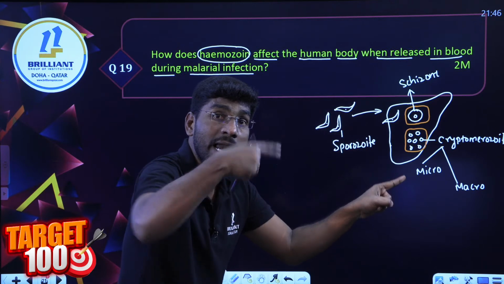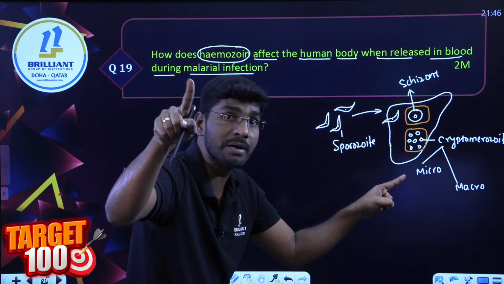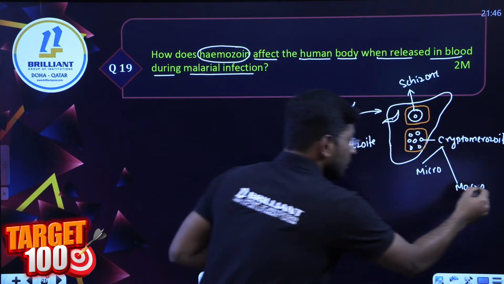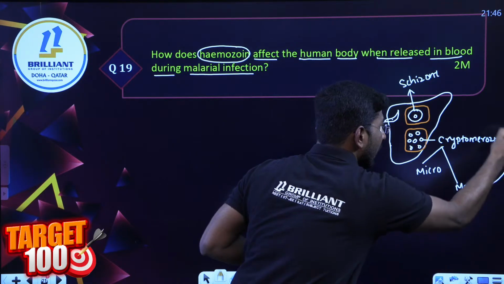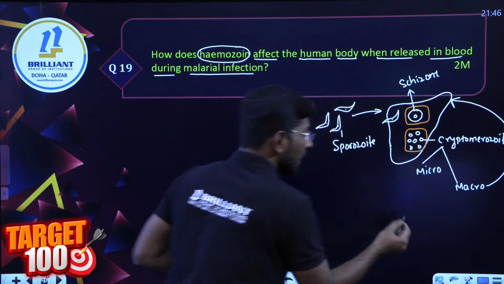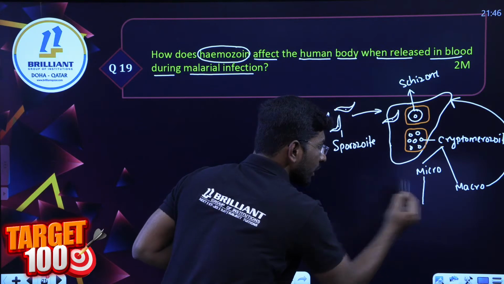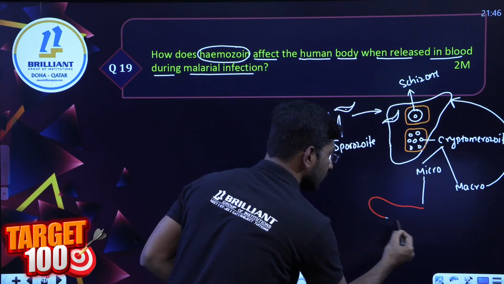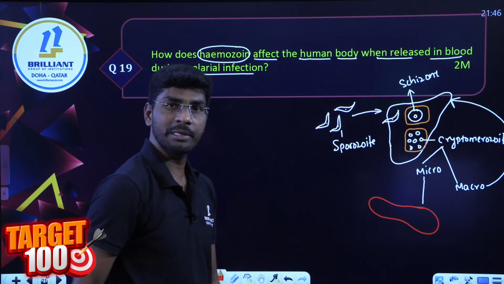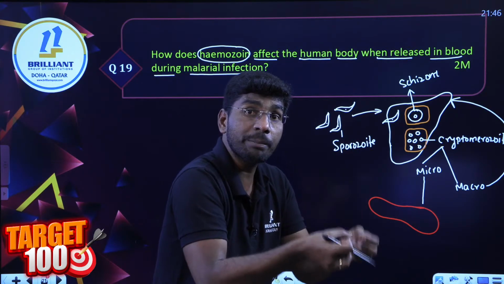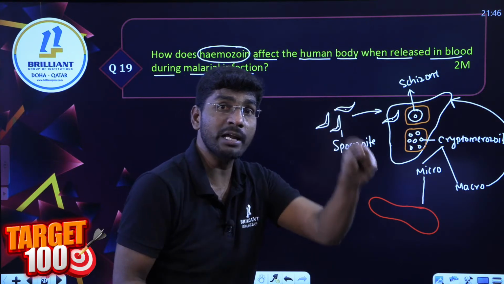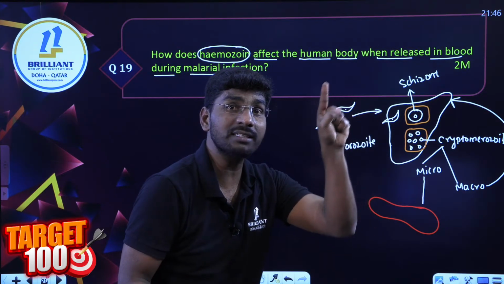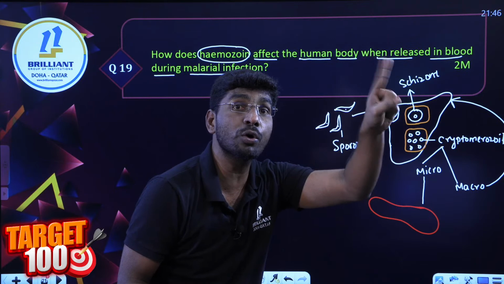Macrocryptomerozoites again attack the liver cell. Remember all of you, this macrocryptomerozoite again attacks new liver cells. Microcryptomerozoites attack the RBC. Look at it, this is an RBC cell now. Microcryptomerozoites, remember this one, start erythrocytic schizogony.